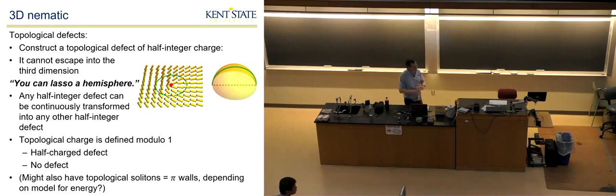It would only have plus 1/2 on one side and minus 1/2 on the other side. Everything in between would be twisted. Everything in between would be twisted, yes. But it's maximally twisted right in the middle.